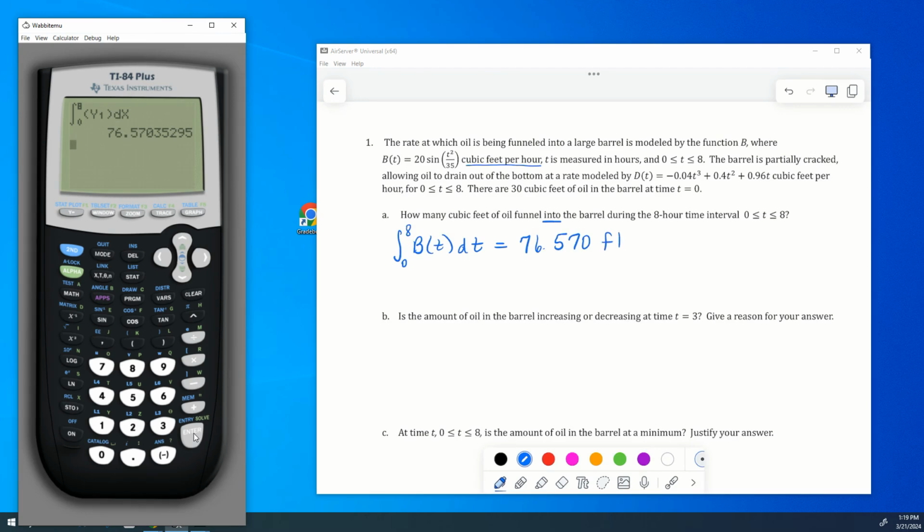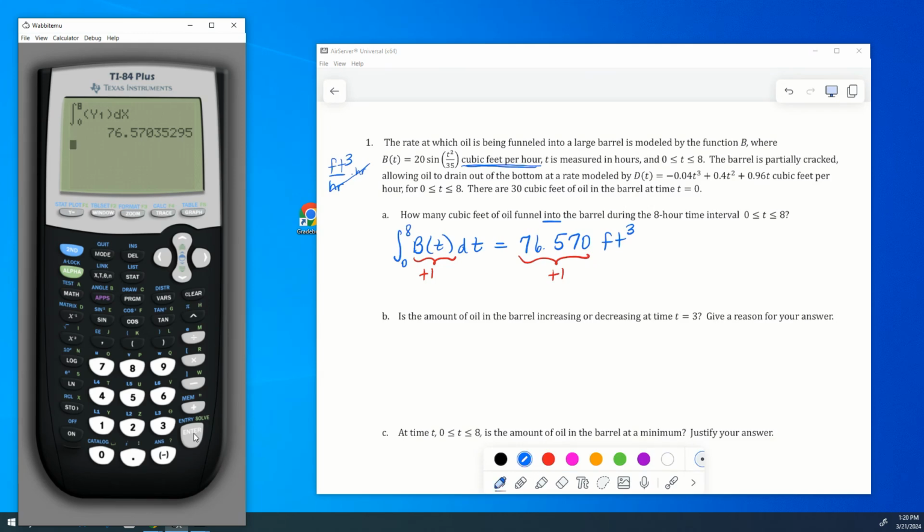76.570 cubic feet. Because again, if you have cubic feet per hour, the units are cubic feet per hour, dt times hour. Those cancel. I end up getting cubic feet. So that is my answer. You get 1 point if you integrated the correct thing. So +1 for that integral, or for having the integrand correct, and then 1 point for getting the correct value.